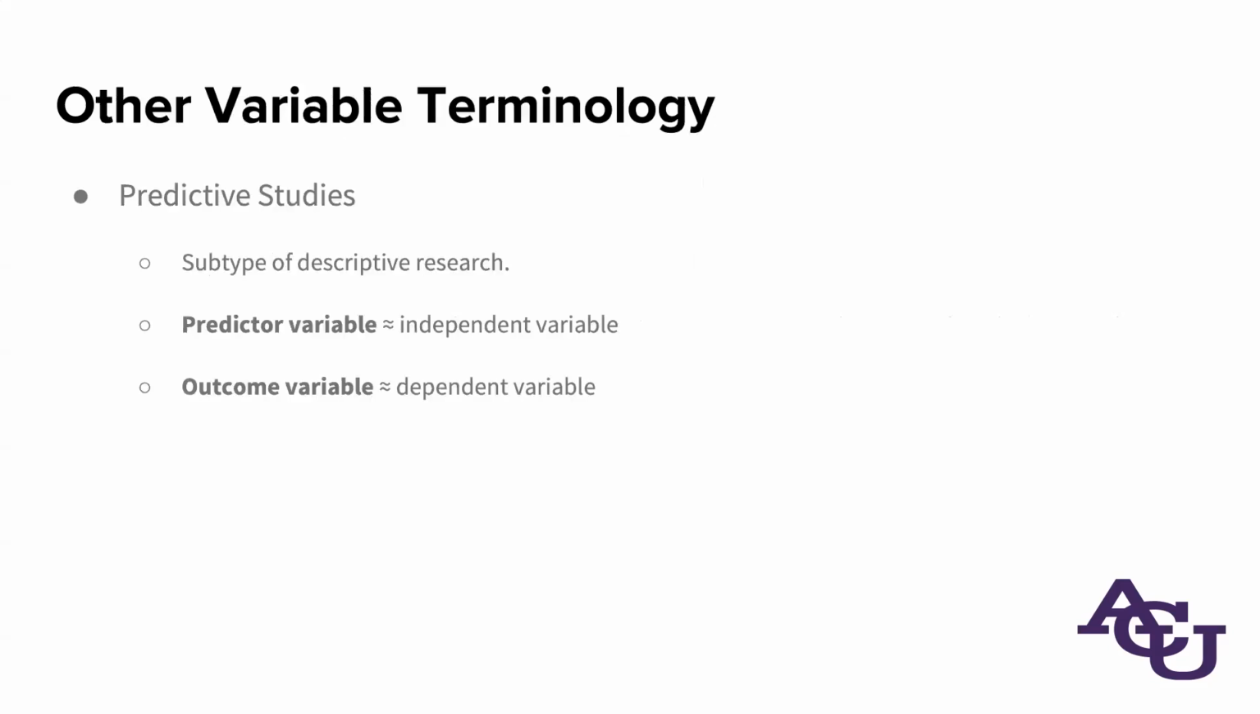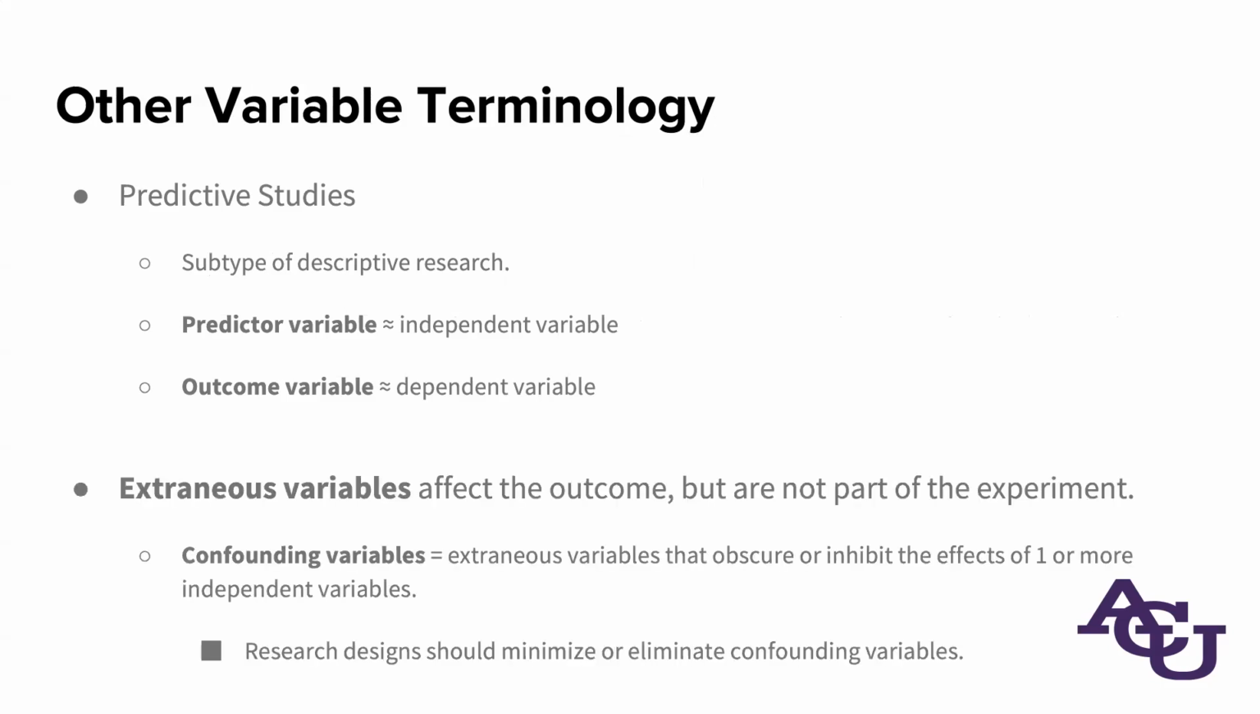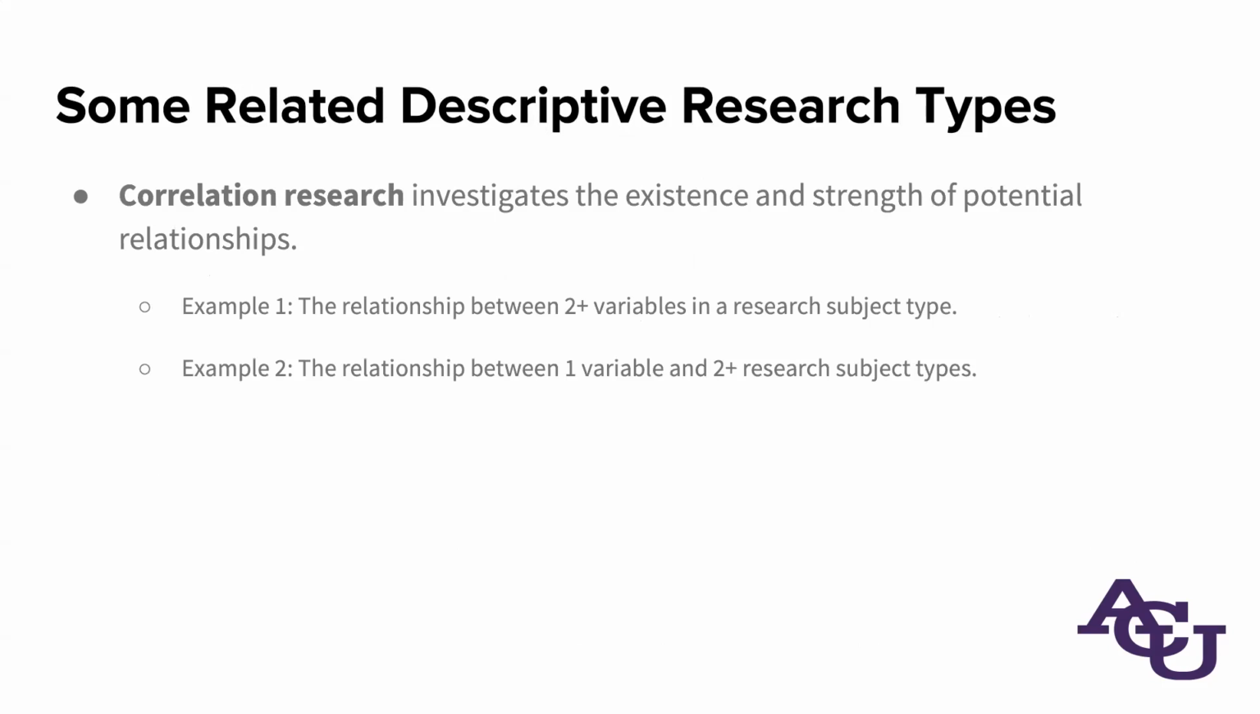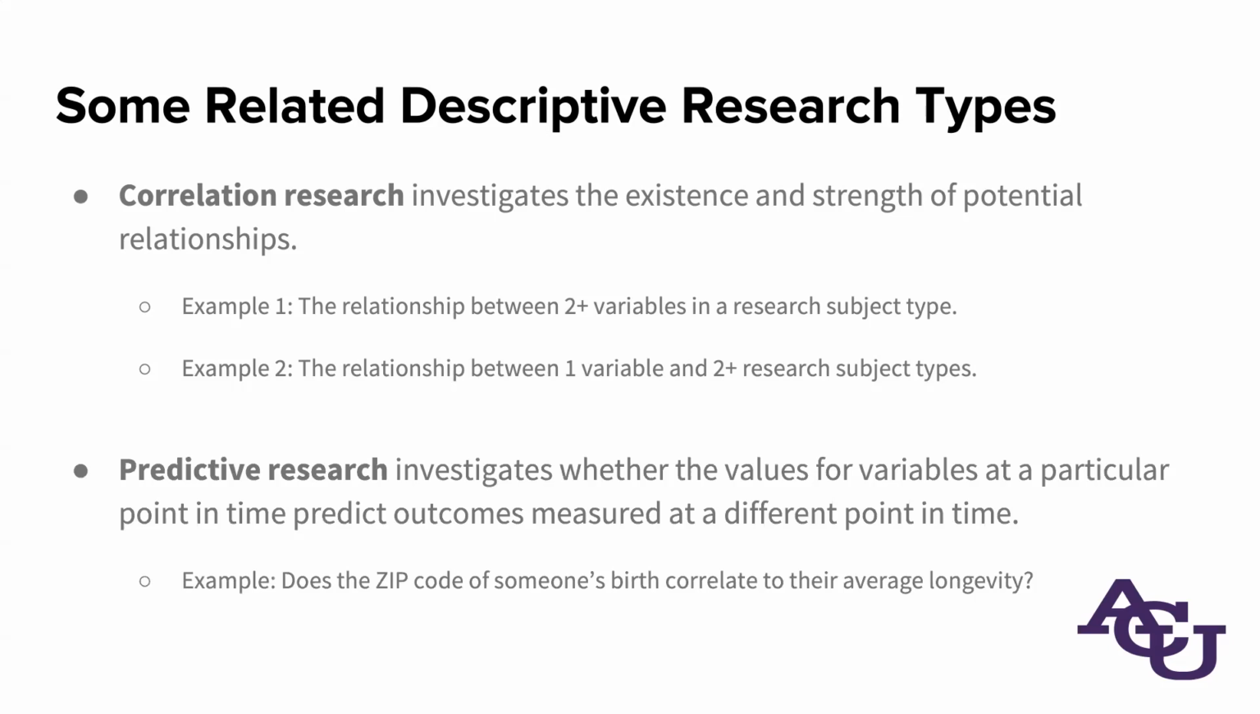We talked about predictive studies where you're trying to determine whether one thing is causing a particular outcome. We talked about extraneous variables that might affect the outcome but are not part of the experiment, and how, in particular, confounding variables are something that you want to minimize or eliminate. And that when you're looking at correlation relationships, you're looking at the existence and strength of potential relationships. And it can be looking at variables with another factor or how a variable manifests in different types of participants, or how it seems to be associated with certain things in the participants.